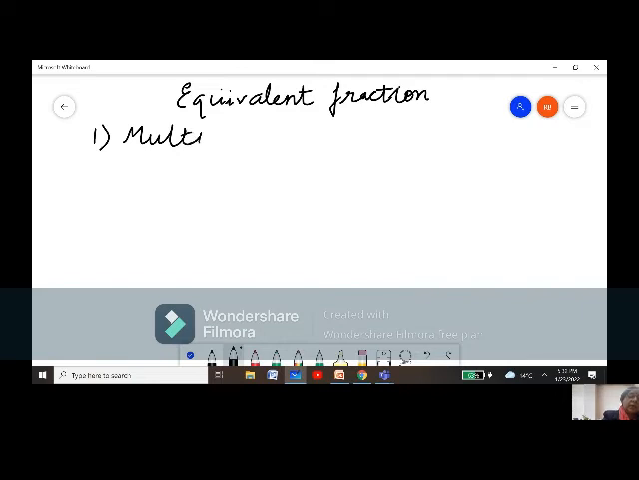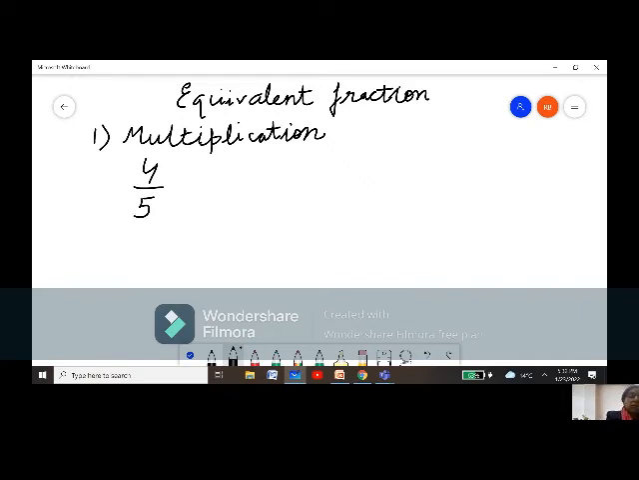How can you find out the equivalent fractions? By multiplication. Suppose you have given a fraction 4 by 5 and you have to find out the equivalent fractions.